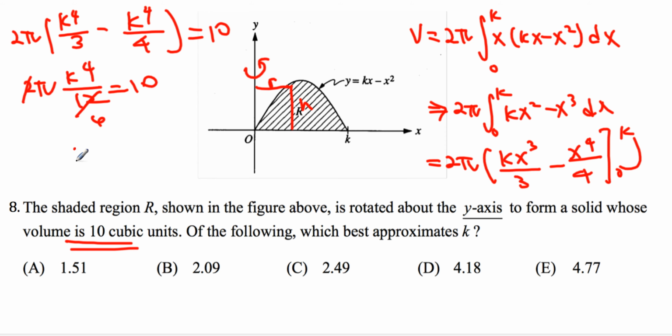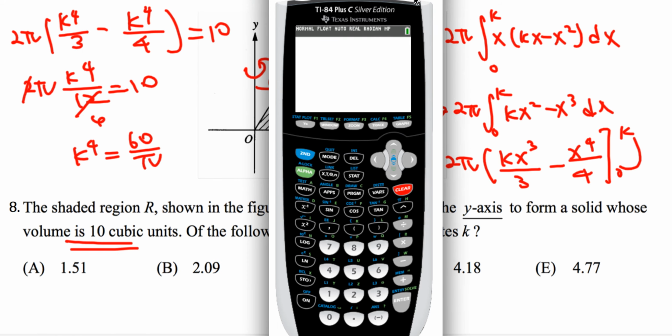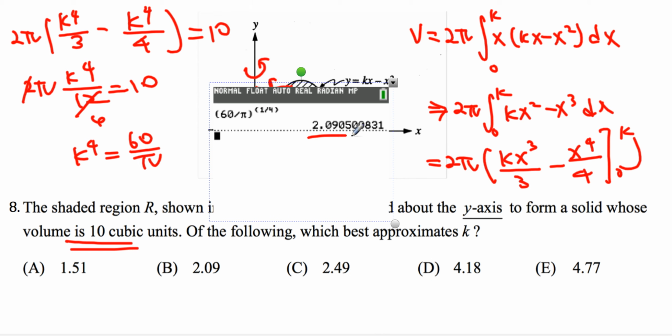So, in other words, k to the 4th power is equal to 60 over pi. Since this is a calculator question, all I have to do is 60 divided by pi, raised to the 1/4 power. That would be the opposite of the 4th power. And we get 2.09. So we get choice B as the answer.